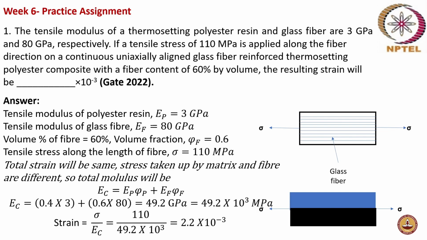Here it is a series arrangement. That is why there is an addition of the modulus. If there is a parallel arrangement, then it will be 1 by EC is equal to 1 by EP into 1 by EF. That way it goes, right? Yes, you are able to remember the resistor concepts, parallel and series arrangement. Here it is a series arrangement.